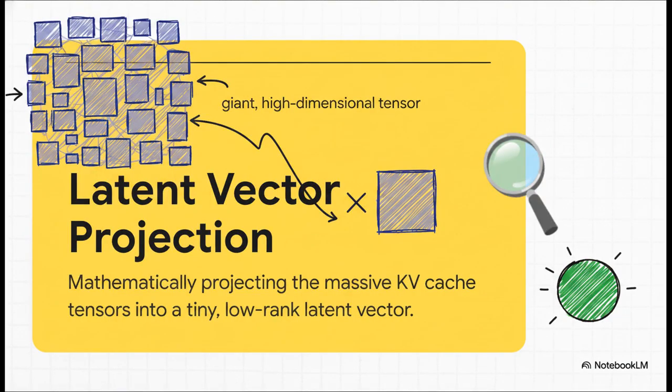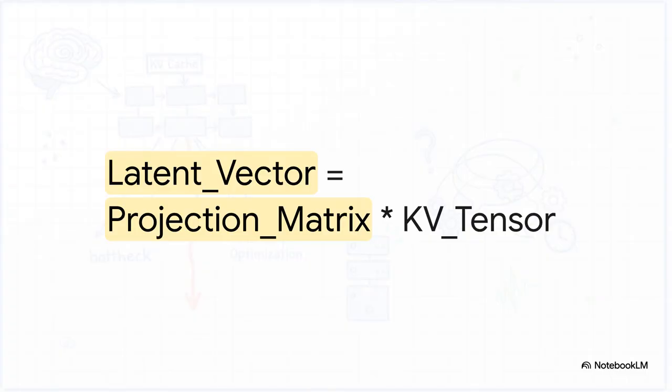And the technique it uses is called latent vector projection. You take that absolutely giant, high-dimensional tensor that is the full KV cache, and you multiply it by a specially trained matrix. What comes out the other side is a tiny, super dense, low-rank vector. It's a compressed mathematical shadow of the entire cache. This is it. This is the operation right here. This single matrix multiplication is what achieves that violent compression. The entire enormous KV tensor gets multiplied by the projection matrix, and what you get is that little latent vector. That's the heart of MLA.